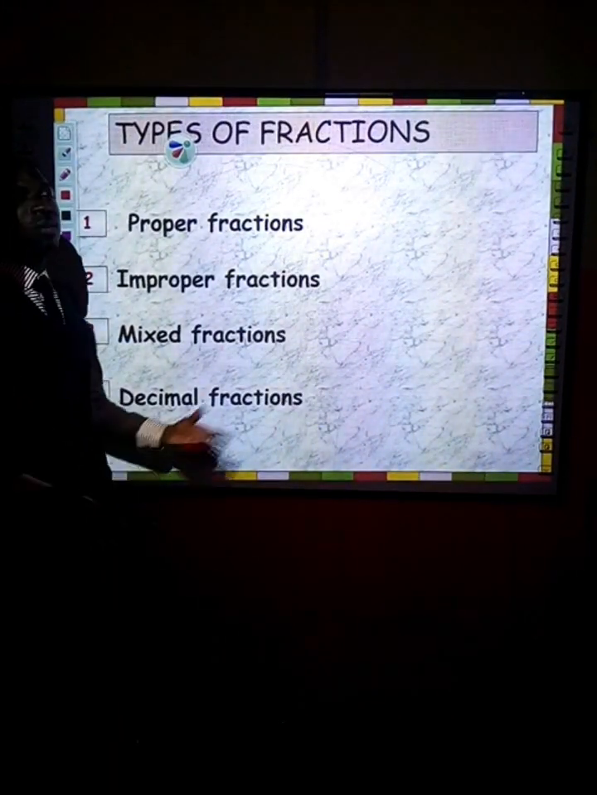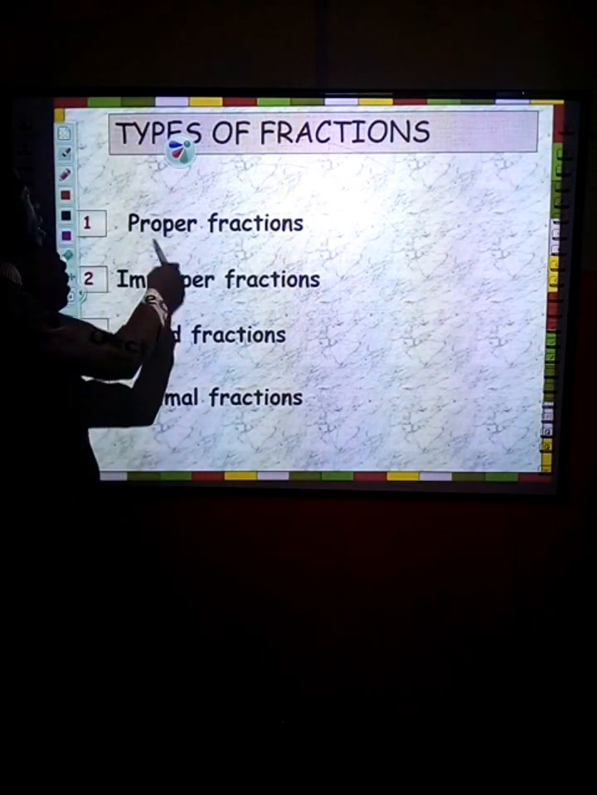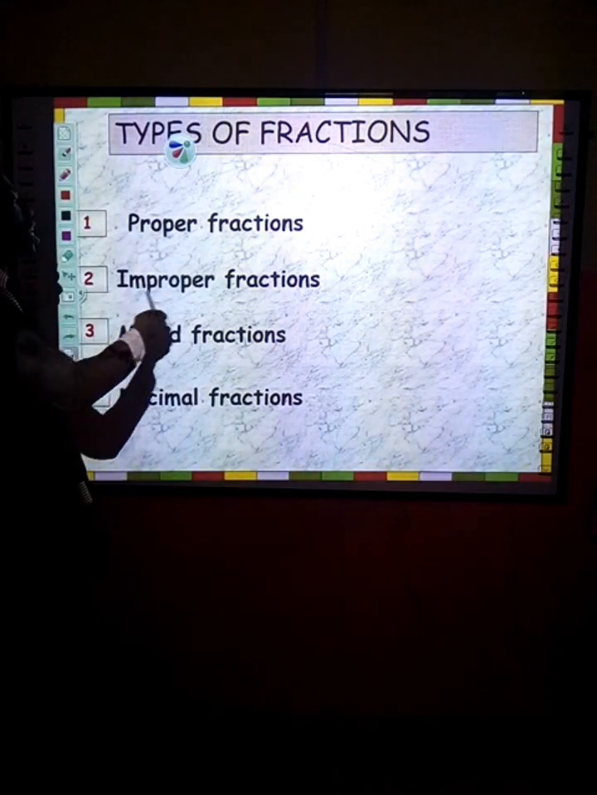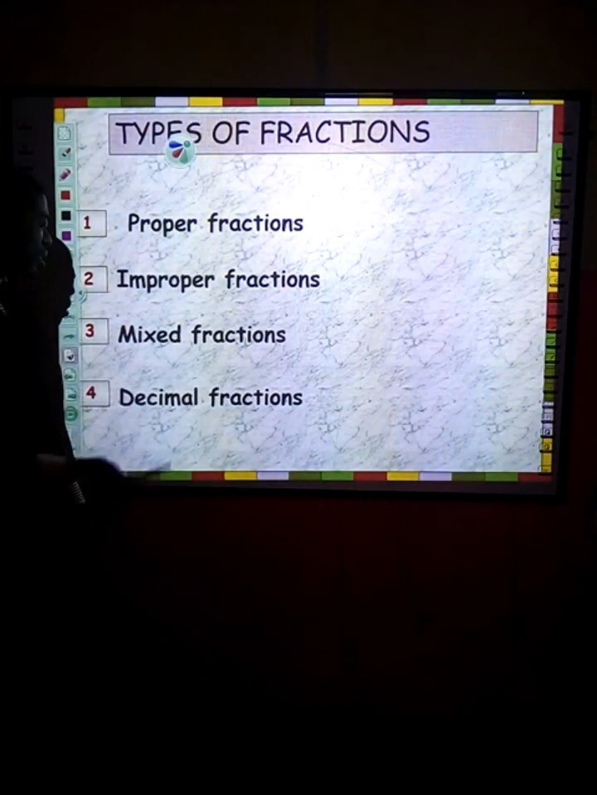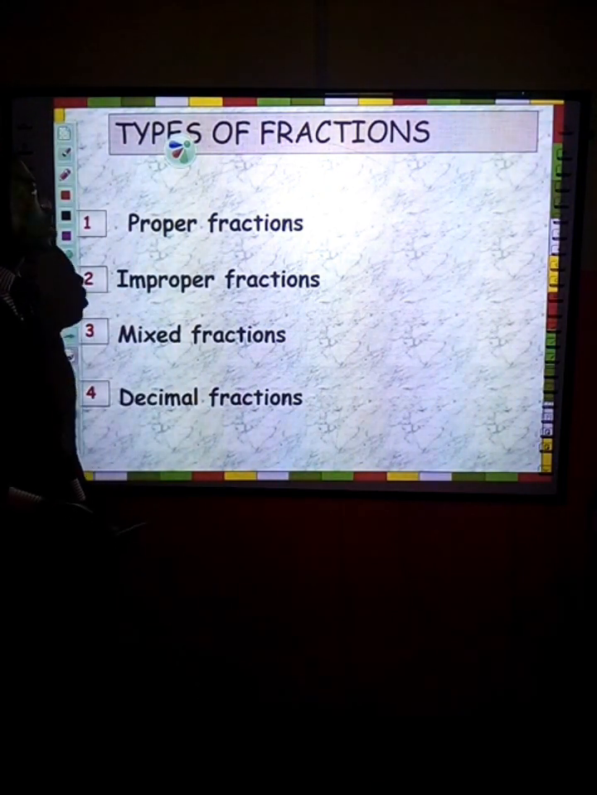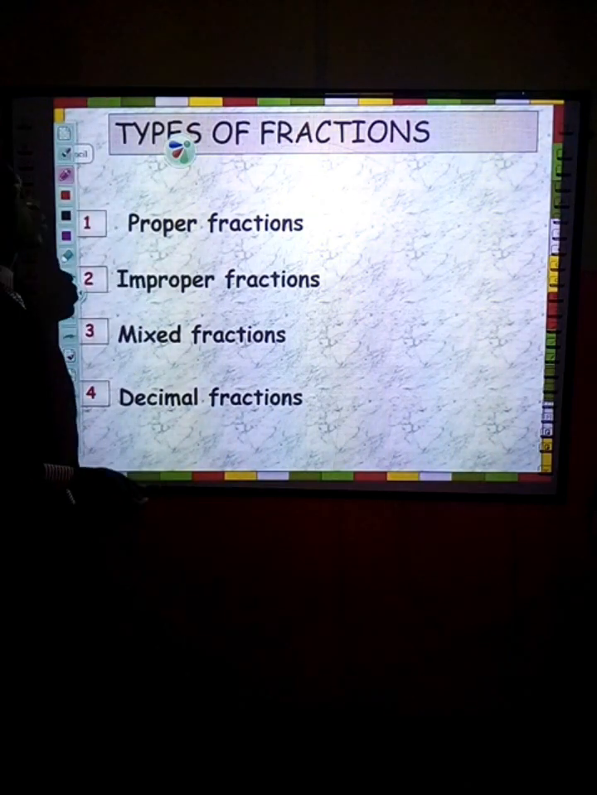We have types of fractions. For a quick one, the first one is called proper fractions. The second one is called improper fractions. The third one is mixed fractions, and then the fourth one is decimal fractions. So very quickly, let me just cite some examples for you.